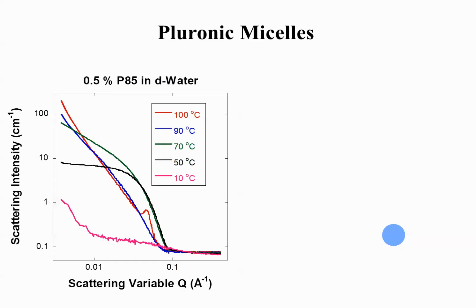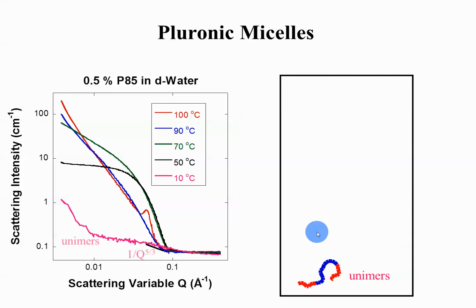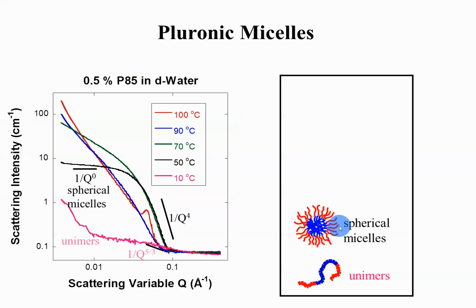Okay. Pluronic micelles, let me show you SANS data right off. We took very low concentration so that we don't have to deal with structure factors to start out with. And we measured for a range of temperatures. At low Q, 10 degrees C, we see 1 over Q to the 5/3. That's unimers, dissolved polymers. When we went to 50 degrees C, the black curve, we see 1 over Q to the 0, 1 over Q4. Aha. This is the Porod law. These are compact objects. They're spherical micelles.